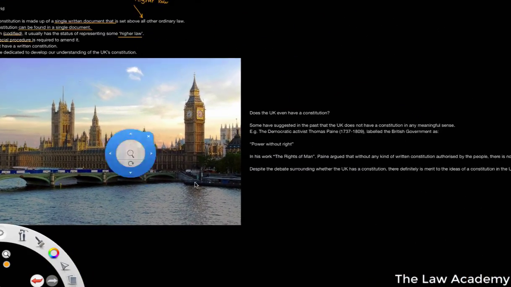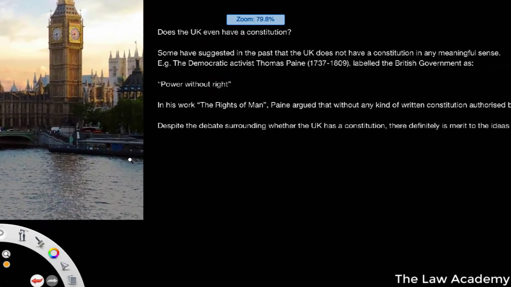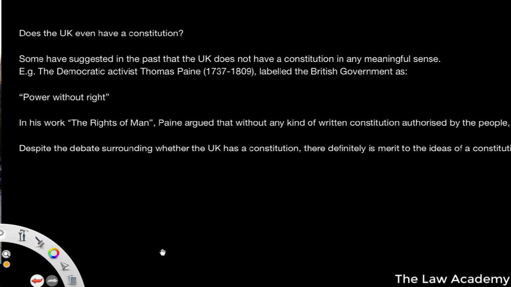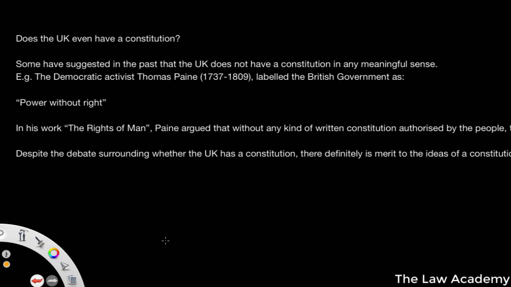And before we finish, I want to talk about the argument that, because the Constitution isn't written down and because it is so broad in the United Kingdom, some have argued that the UK doesn't even have a constitution at all. Okay, and so some have suggested that in any kind of meaningful sense the UK doesn't have a constitution. At least semantically, they may not be arguing that the UK doesn't have a constitution, but in any kind of meaningful sense, okay, that's what's important here.